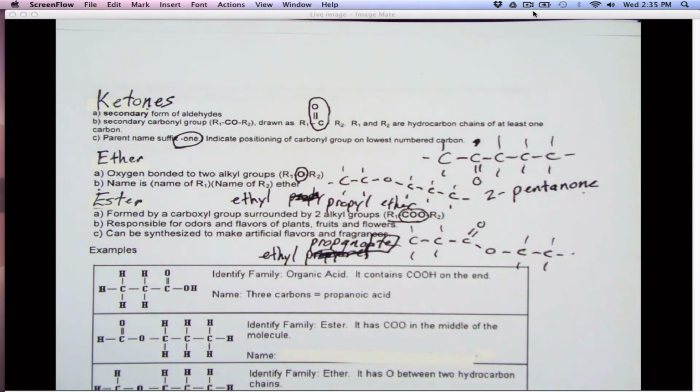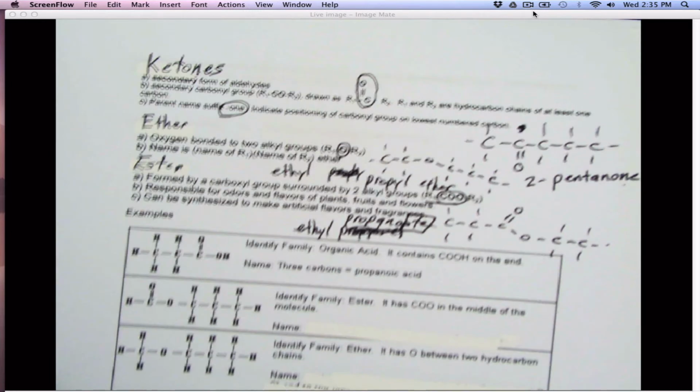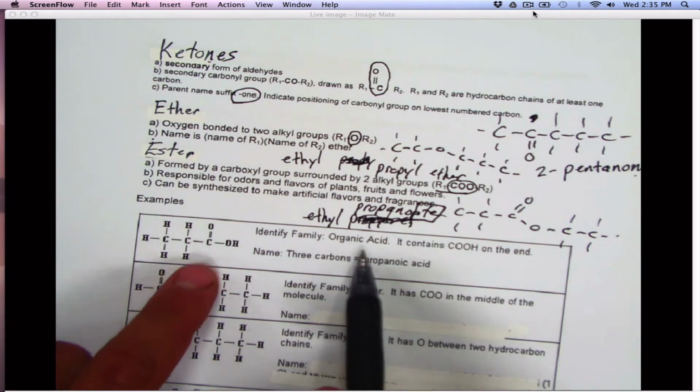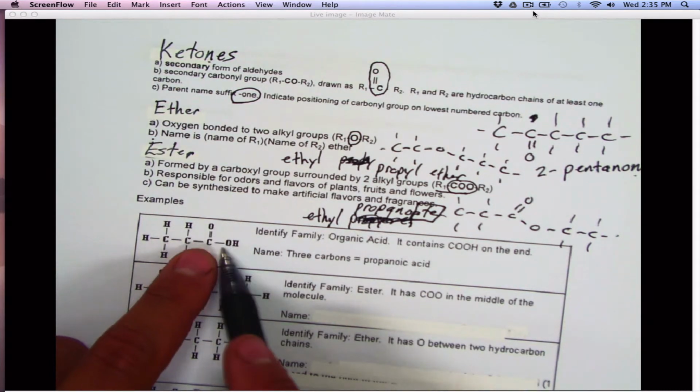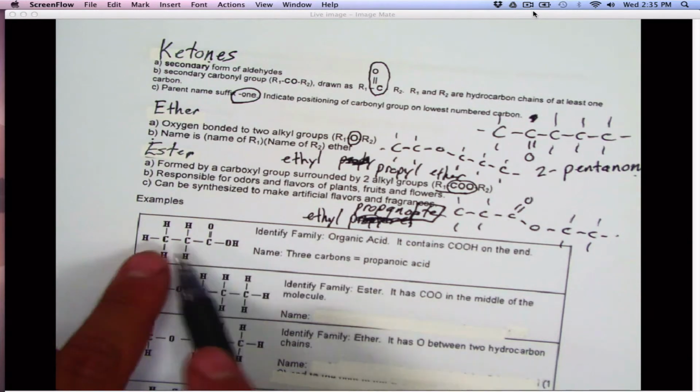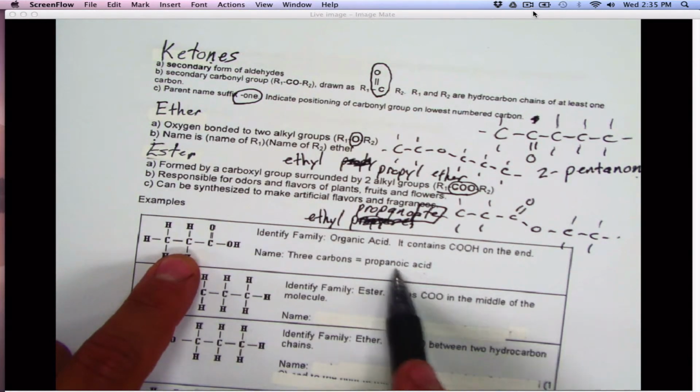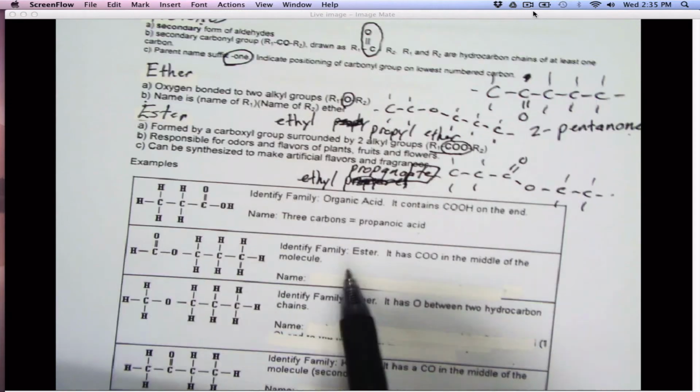So let's quick review a couple so we know what's going on. Here's a couple. Here's an organic acid. How do you know it's an organic acid? Because of the COOH double bond here on the end of the molecule. 3 carbons, 1, 2, 3. Propanoic acid, oic acid.